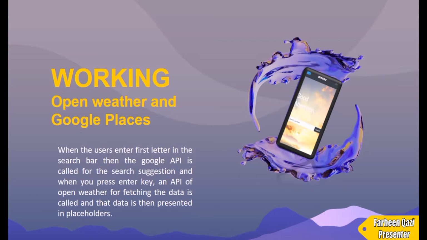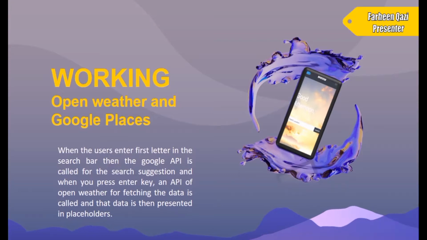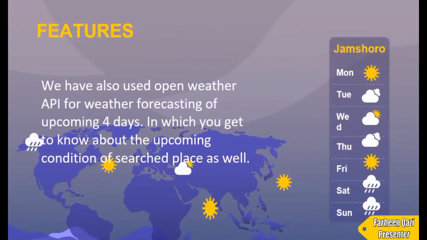And as the user searches for the desired location, another API is called which is OpenWeather, which will fetch the data of the searched location. With the help of OpenWeather, we have added the features of weather forecasting of upcoming 4 days.